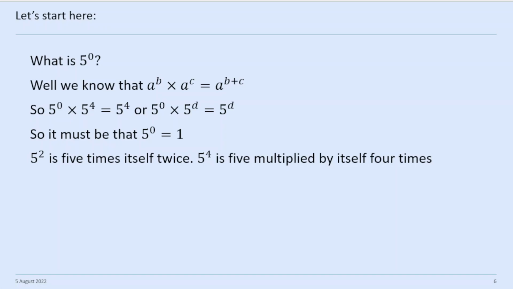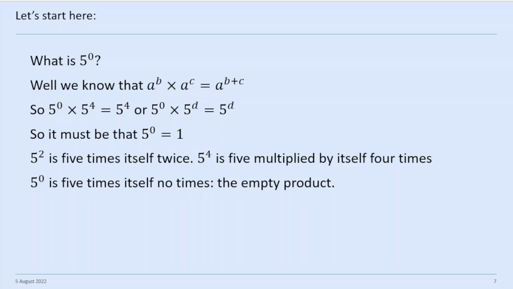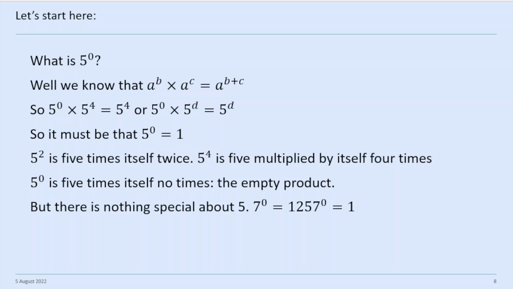Another way of thinking is 5 squared is 5 times itself kind of twice. 5 to the 4 is 5 multiplied by itself 4 times. 5 to the 0 is 5 times itself no times, which is the empty product, which you could just say should be the identity. So the multiplicative identity is just 1. That's another way of thinking that 5 to the 0 is 1.